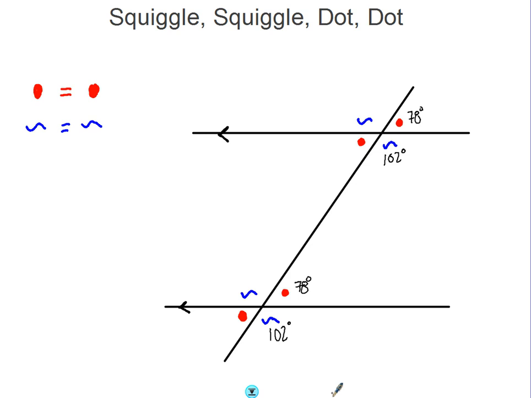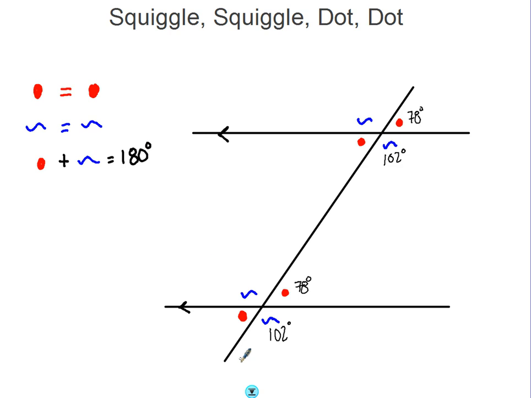Alright? And then the last relationship that we want to understand is, if all dots are equal to all dots and all squiggles are equal to all squiggles, then we need to understand the relationship between a dot and a squiggle. So let's do that, a dot and a squiggle. What's the relationship that a dot and squiggle have? Well, they end up being supplementary, which means they both add up to 180 degrees.